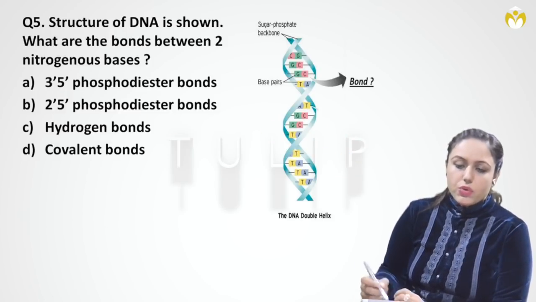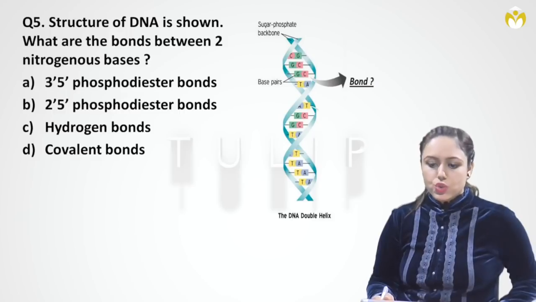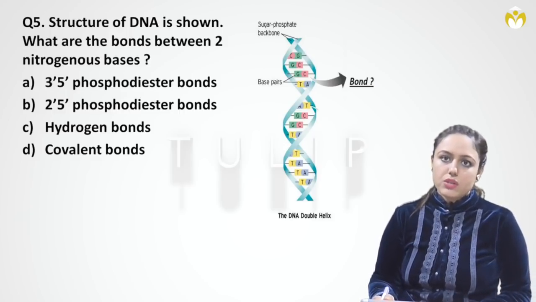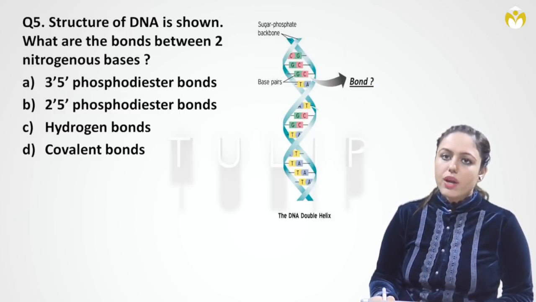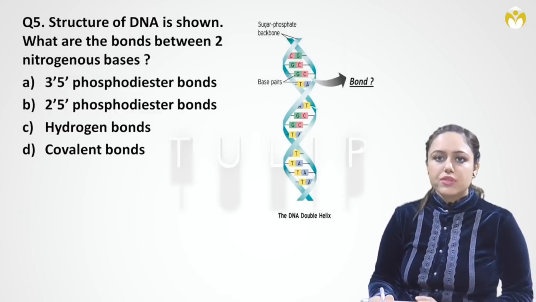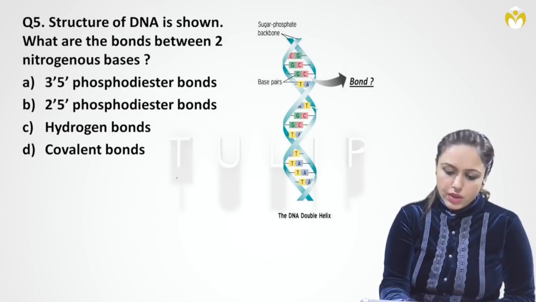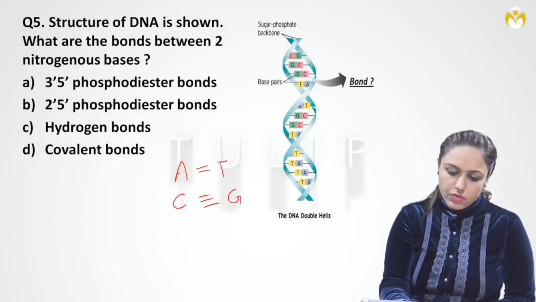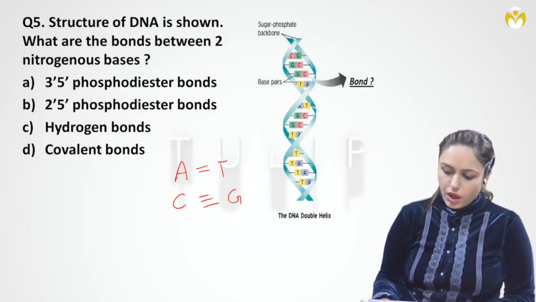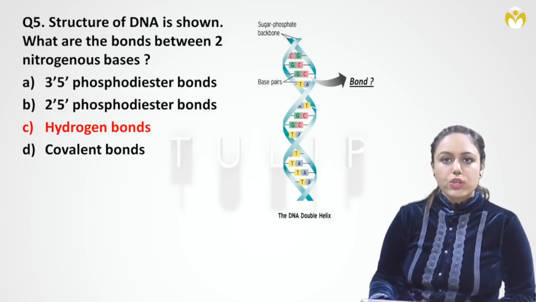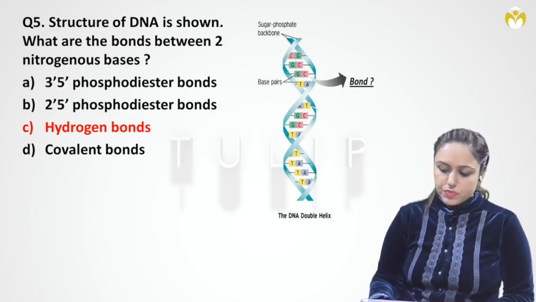Next question, question number 5. Structure of DNA is shown. This was an image-based question asked in the exam. Structure of DNA is shown, and they have asked what are the bonds present in between two nitrogenous bases. You know, between A and T we have double bond. Between C and G we have triple bond. These bonds are hydrogen bonds. So the answer to this question is hydrogen bonds.